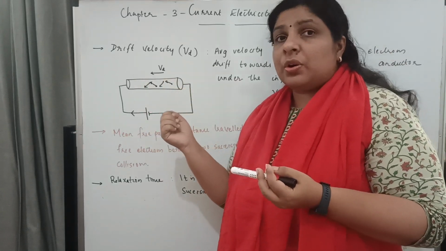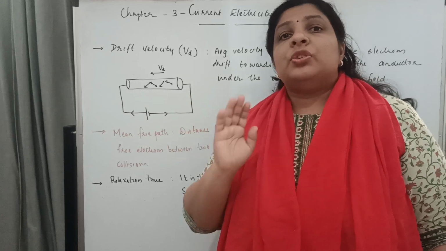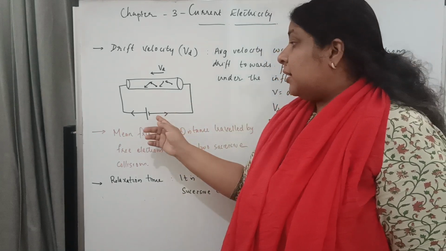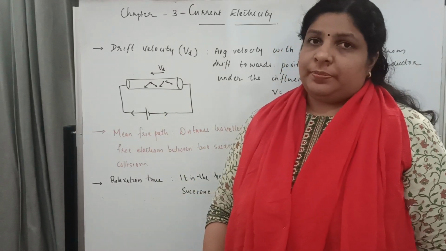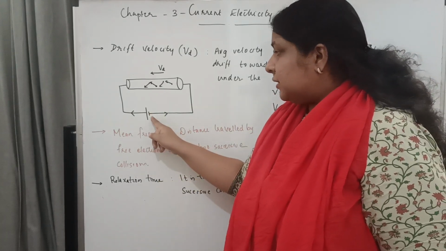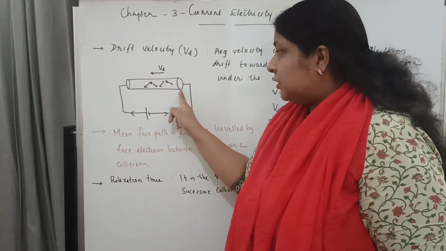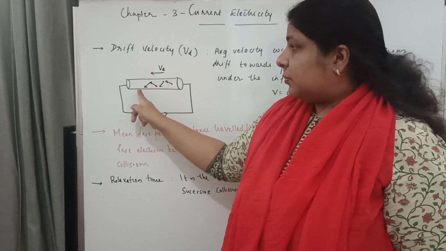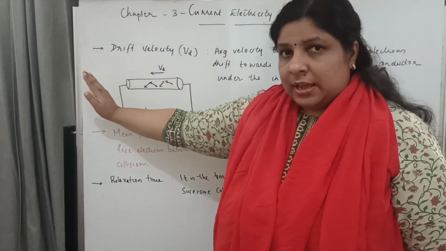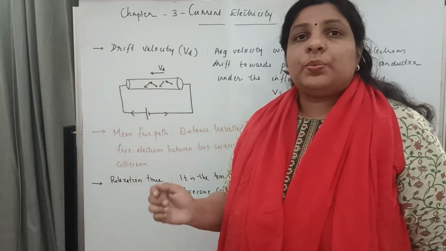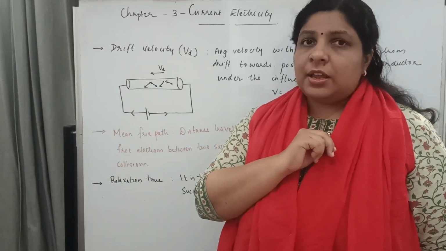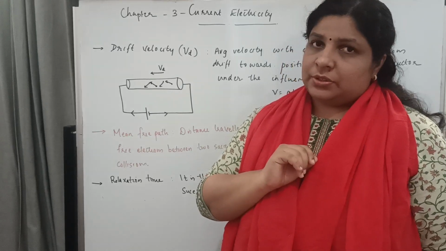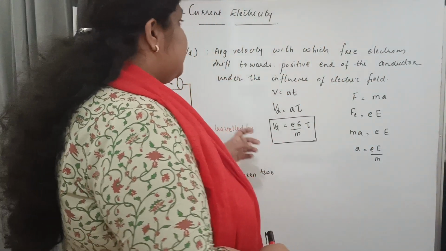That means the electrons get drifted towards the positive terminal of the battery when under the influence of a power supply. Here you can see, when it is connected to a battery, the electrons are getting drifted towards the positive terminal. One electron moves like this, another moves like this. The electrons drift towards the positive terminal with a velocity, which we call drift velocity.